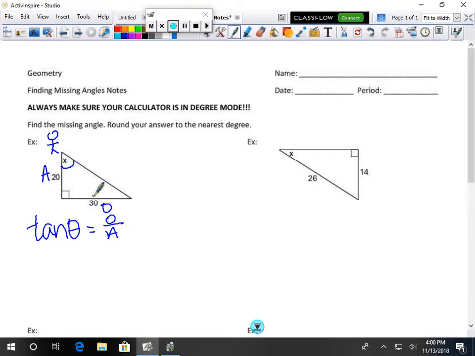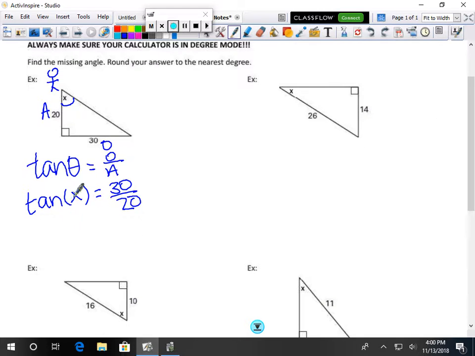Okay, so I'm going to fill in my information from the picture. I have tangent, my angle. Remember, theta represents the angle, and in this case the angle's unknown, so it's going to be X. And that is equal to O over A, so 30 over 20. We want to get X by itself, so I need to move this tangent to the other side. To solve for an angle, you're going to do the inverse of your trig function. So I have tan inverse, that little -1 up here in the exponent shows that it's the inverse, of my sides, 30 over 20.